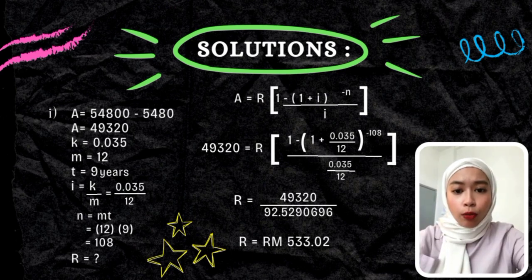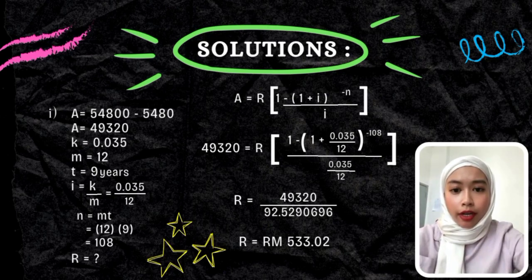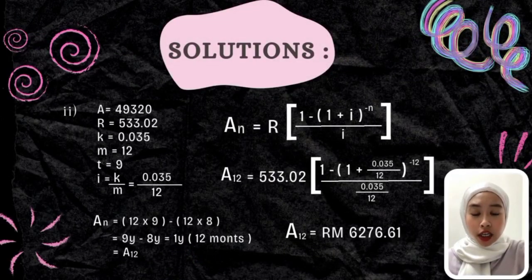After that, replace the unknowns with numbers. 49,320 equals R in bracket 1 minus in bracket 1 plus 0.035 over 12 power of negative 108 over 0.035 over 12. Next, solve the calculation in the bracket first, which equals 92.5290696, and then solve 49,320 over 92.5290696. The final answer for monthly payment R is equal to 533.02.